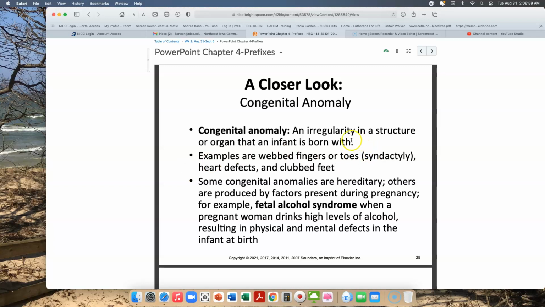All right, congenital anomalies are an irregularity in a structure or organ that an infant is born with. Emphasis for congenital is born with. So anytime you see congenital, that means someone's been born with it. Anomaly just means an irregularity. So some examples are webbed fingers or toes called syndactyly, heart defects, and clubbed feet. Cleft lip or cleft palate would be another congenital anomaly. Some are hereditary, others are produced by factors present during the pregnancy. For example, fetal alcohol syndrome, where a pregnant woman drinks high levels of alcohol, can result in physical and mental defects in the infant at birth.